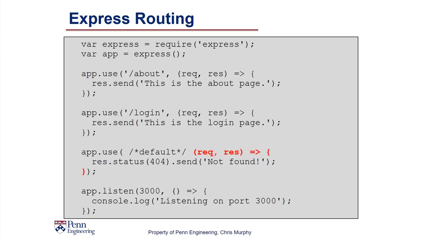Here, we have the callback function that takes the request and response. And if we get here, that means that we could not service the request. So we'll send back the 404 status along with the content not found.